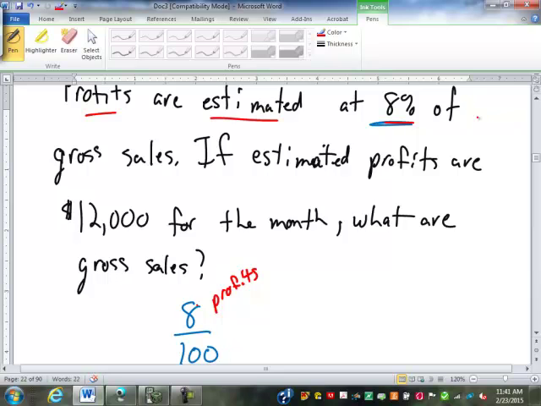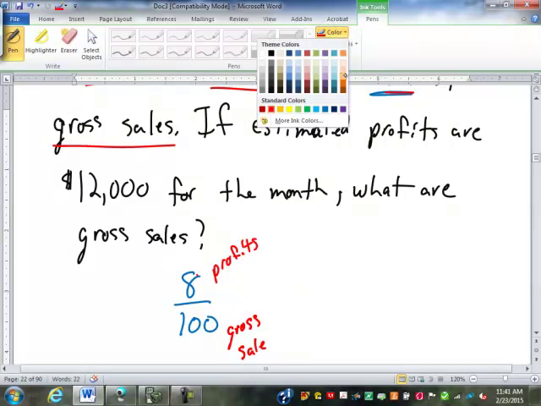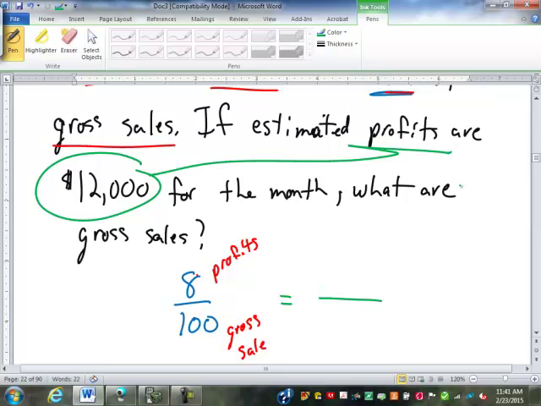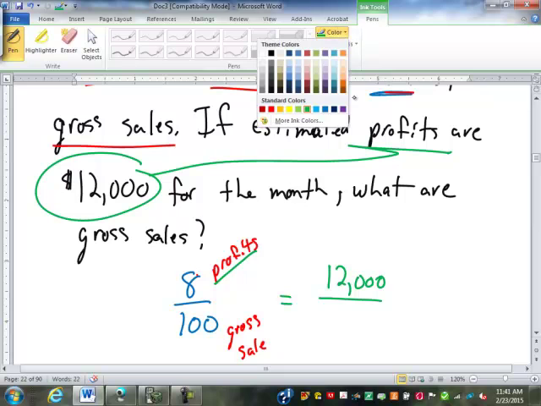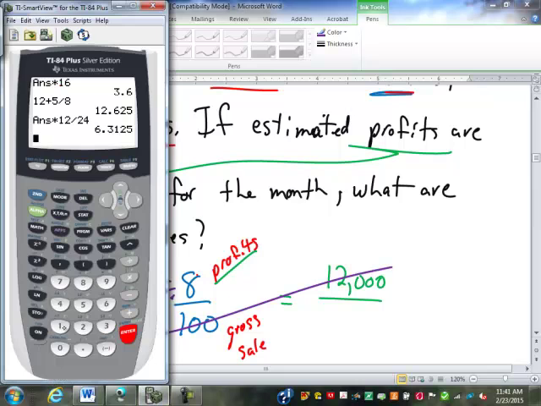Now, the other part in this problem is gross sales. So the profits are a portion of the gross sales. That makes sense then that the 100% in this case will be the gross sales. And now to set up the other half of our proportion, we see what else we have. We have the $12,000, and that represents profits. Since the profits are on top, we put the $12,000 on top. And now we can cross multiply and divide. 100 times 12,000 divided by 8.